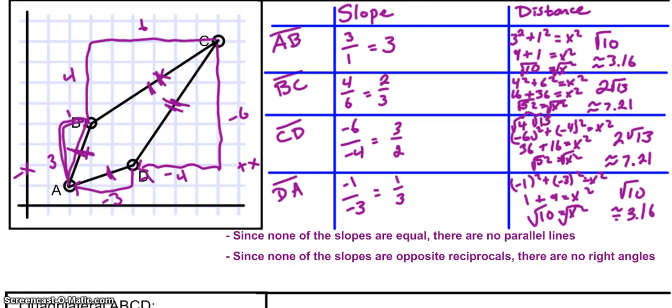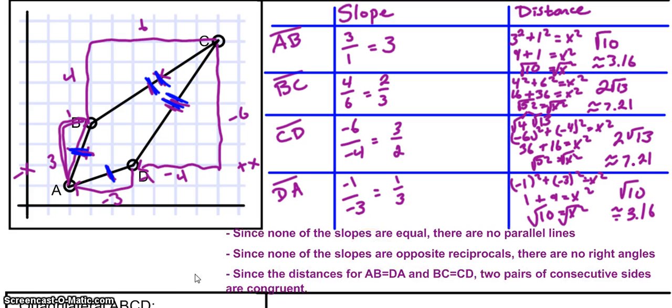What are the distances? Well, if we look at the distances, we do see a pattern, right? Both AB and DA have a distance of square root of 10, right here. And that means that this side and this side are congruent. Similarly, BC and CD have 2 square root of 13 as their distance. That means that this side and this side have the same length, and so they are congruent. Let's write that down at the bottom. For AB equals DA, and the distance for BC is equal to CD, 2 pairs of consecutive sides are congruent.